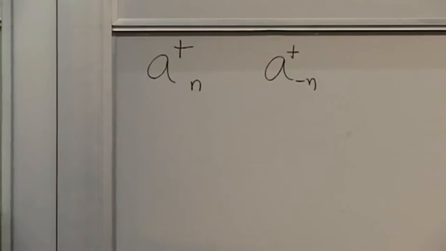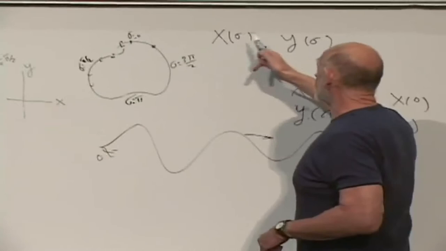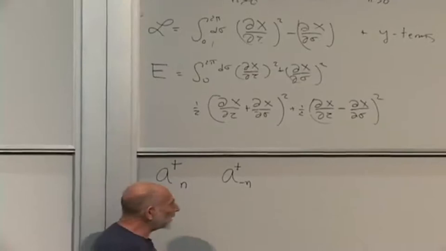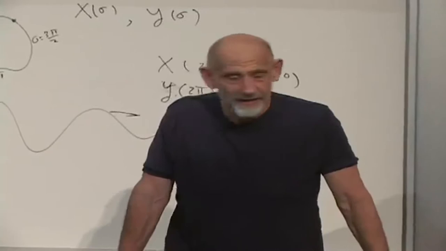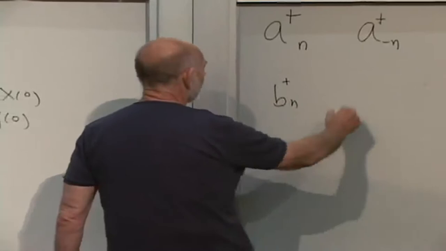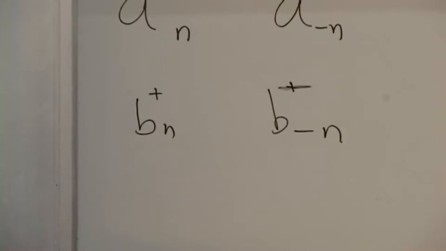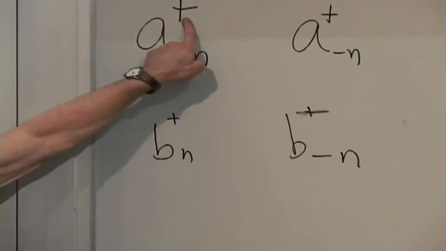What else? Well, we have x and y. I didn't write everything involving y, but writing y just replicates the same thing for x. What did I call the creation and annihilation operators for the Y oscillators last time? I think I called them B. Right, so now we have more. We have B plus n and B plus of minus n. Now, if I wanted to write the annihilation operators, I could add four more with minus signs up here. I'm not going to let us get confused by too many pluses and minus signs.